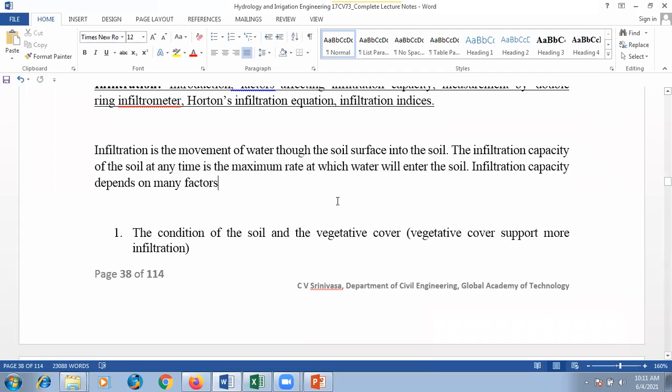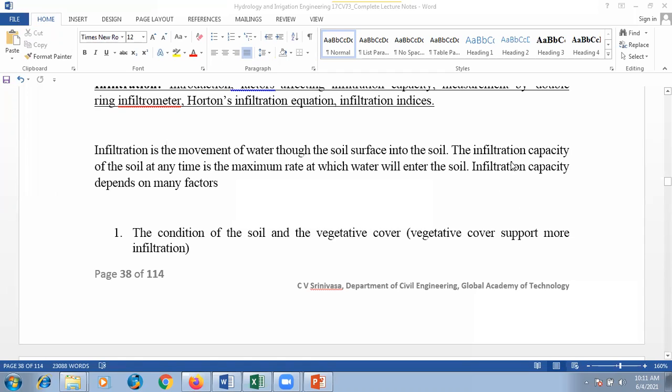Now you have to understand one thing. We discussed something called quantity of precipitation and intensity of precipitation. Quantity of precipitation is denoted in millimeters or inches or centimeters, whereas the intensity of precipitation is reported in millimeter per hour or centimeter per hour or inches per hour.